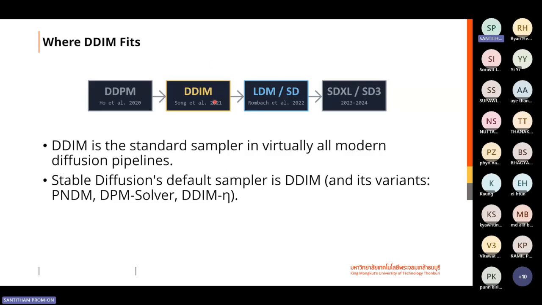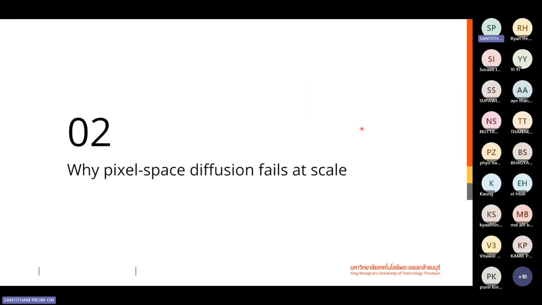The DDIM has become the standard sampler in a lot of modern diffusion pipelines, including Stable Diffusion as well. There are variants of DDIM like PNDM, DPM, DPM++, which you will see later, and DDIM with eta. There are quite a number of variants. You can look at the detail of each step if you want to understand that. Next, we will go to LDM and Stable Diffusion, and also look at Stable Diffusion XL.